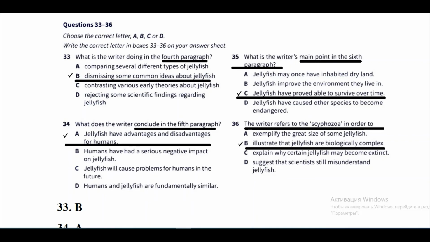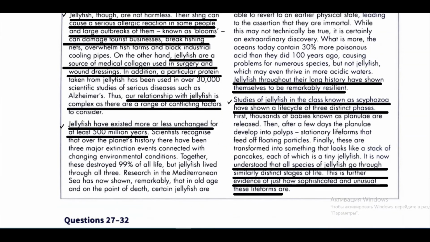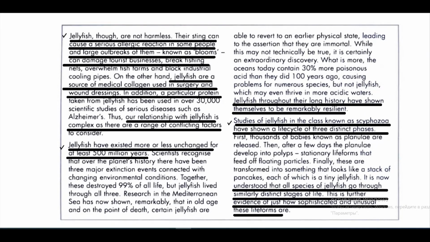Let's go to the sixth paragraph because we have already completed the fifth one. And here it is. Jellyfish have existed more or less unchanged for at least 500 million years. So here you need to identify the main point in the paragraph, not just any point in it. So then, jellyfish throughout their long history have shown themselves to be remarkably resilient. Actually, I've highlighted the first and the last sentences of this paragraph because they are very essential and very imperative.